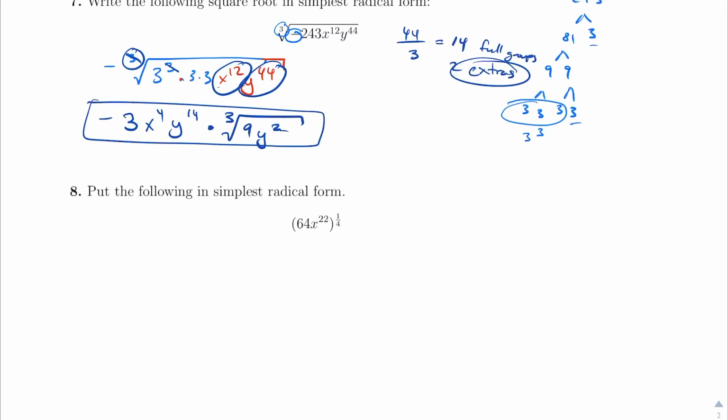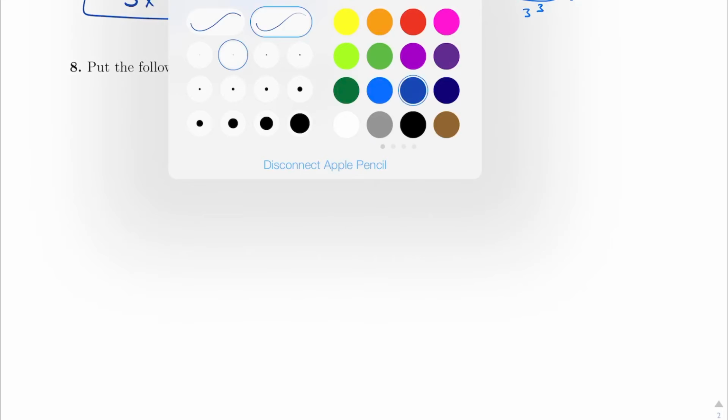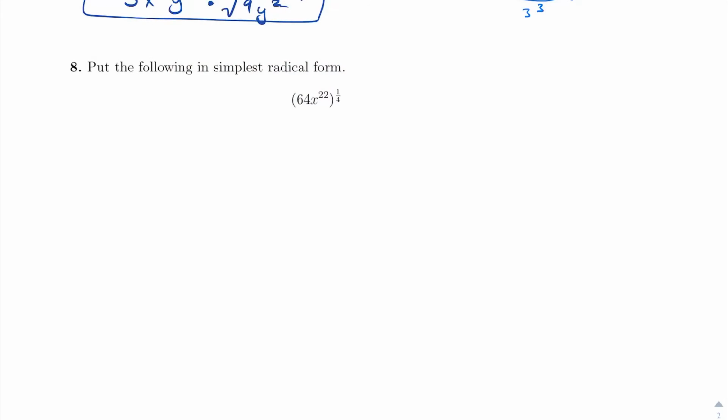Cool. Put the following in simplest radical form. So for this one, I'm going to start you off, but then you'll have to finish on your own. I'm not going to go over this one completely. The 1/4 power means the 4th root of this whole thing to the first. But when you have something to the first power, that just means you have that once. So it's equivalent to this.